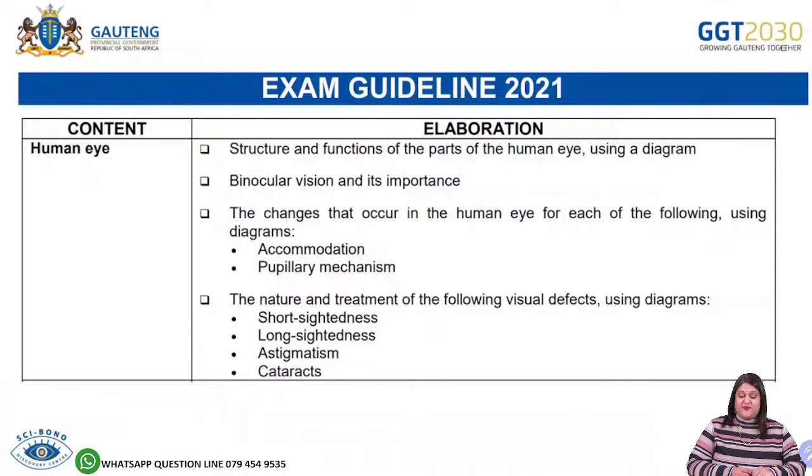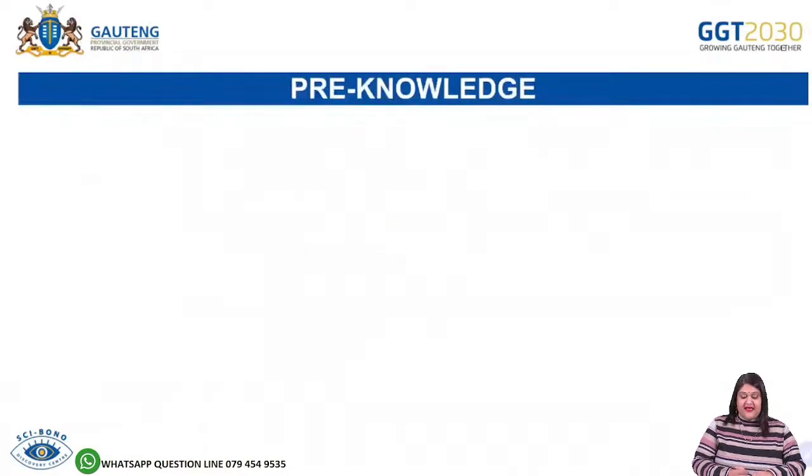So today we are going to be doing the structure and functions of the parts of the human eye using a diagram, binocular vision and its importance, the changes that occur in the human eye for accommodation and pupillary mechanism, and the nature and treatment of the following visual defects: short-sightedness, long-sightedness, astigmatism, and cataracts.